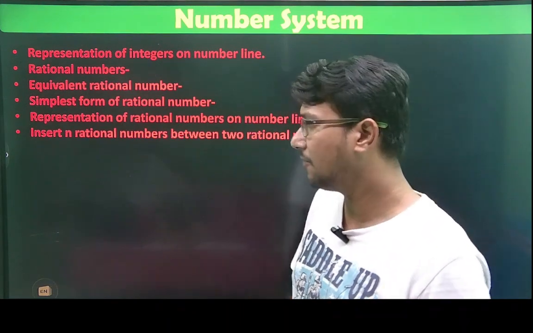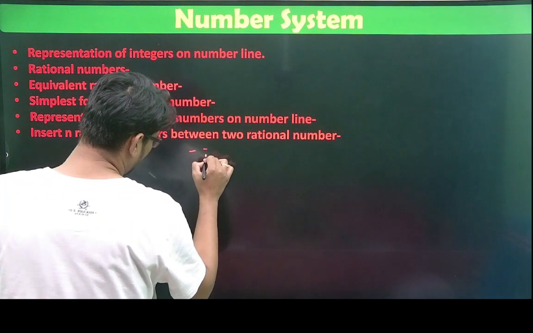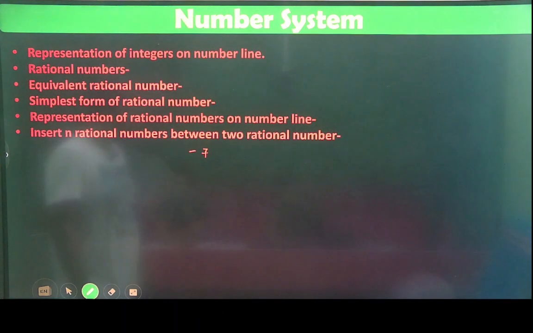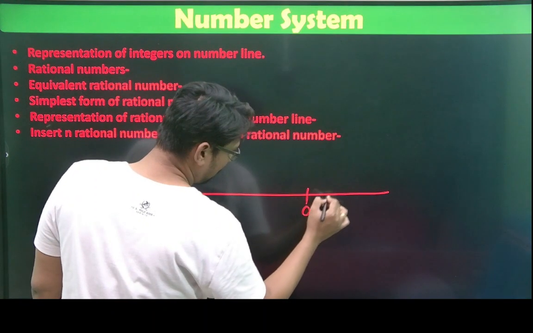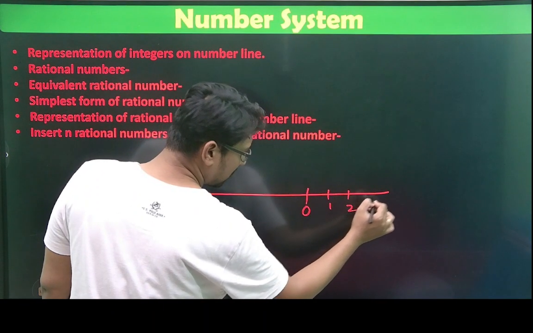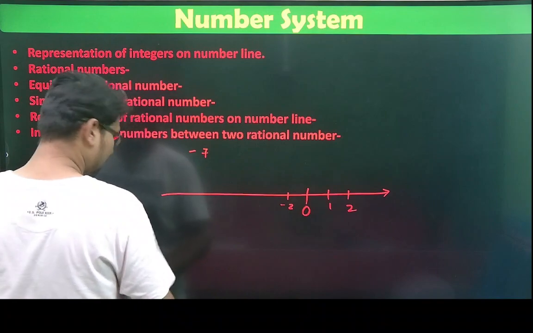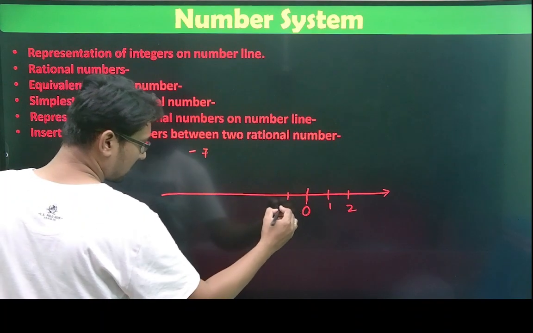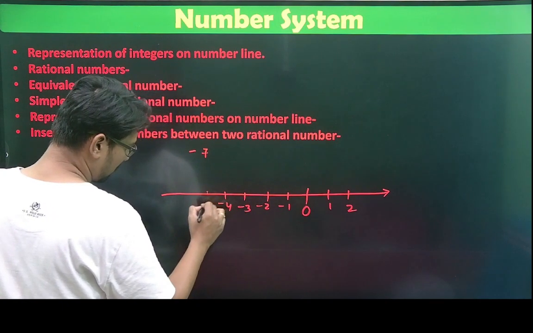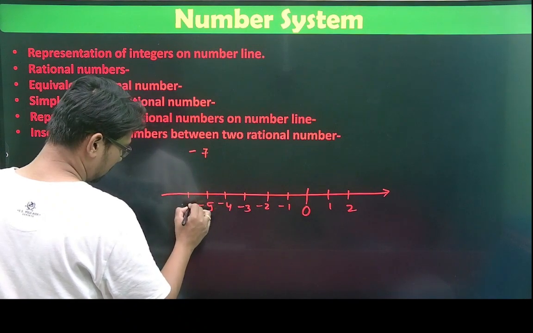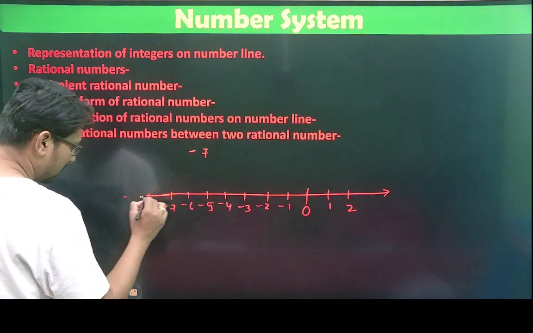If I am asking you to represent -7 on a number line, what you have to do? You have to draw the line. This is 0. This is 1. This is 2. Continue. This side is plus. This side is -1, -2, -3, -4, -5, -6, -7, -8, and so on, right or not?